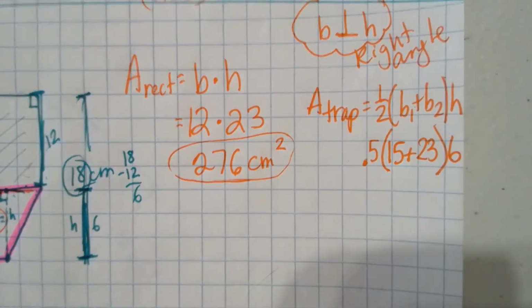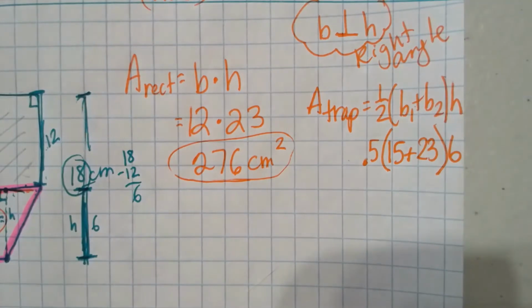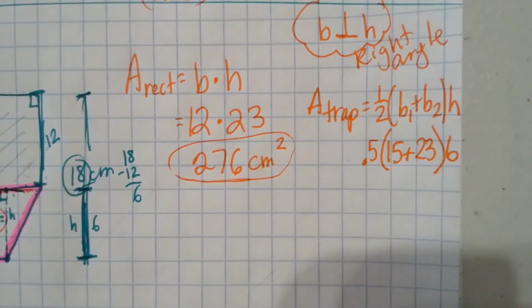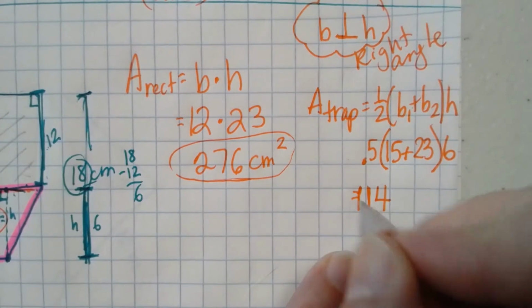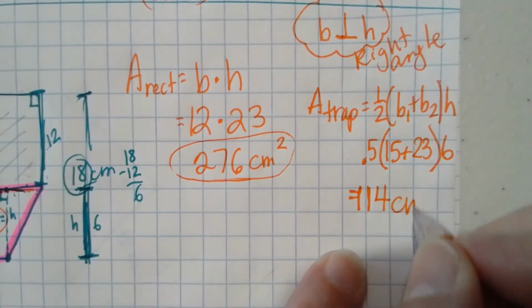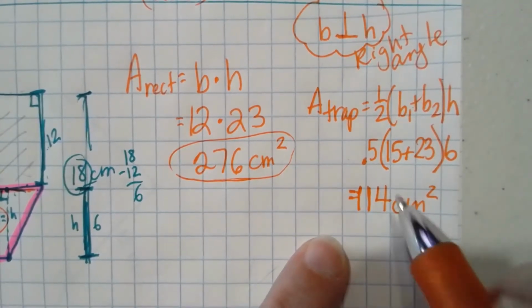So I'm going to go to my calculator. 0.5 times (15 plus 23) times 6. Again, make sure that 15 plus 23 is in the parentheses. And that's all going to make 114. 114 centimeters squared.